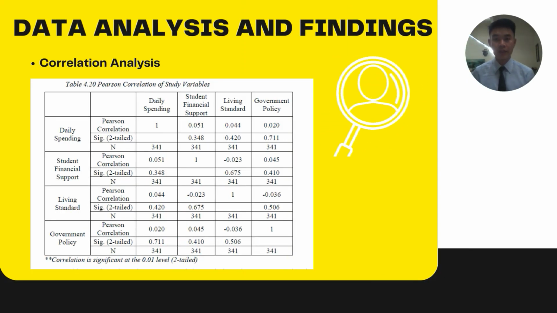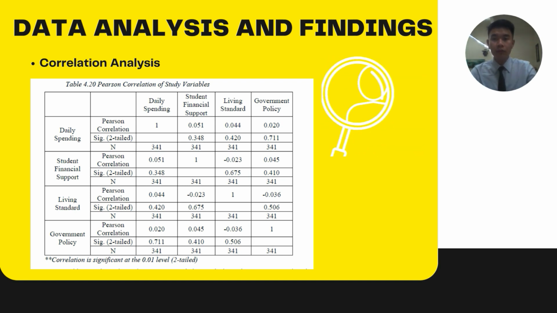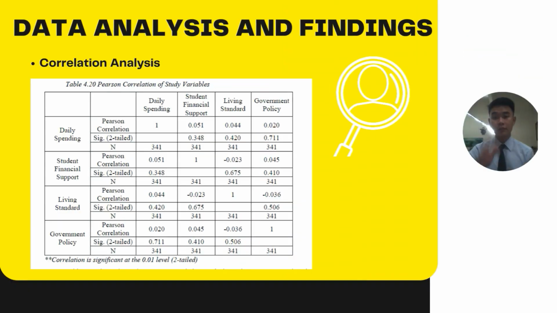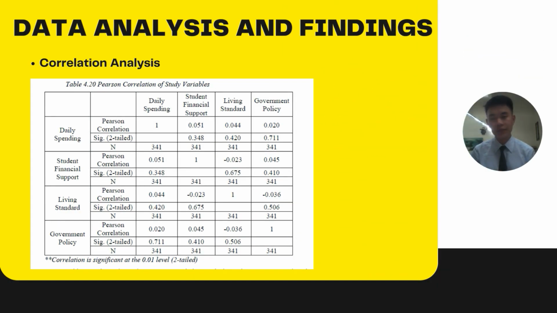The Pearson correlation coefficient is used to measure the strength of a linear association between two variables. The result shows that daily spending has no significant relationship between variables and has a positive relationship with student financial support, living standard, and government policy as well, where all the p-values are bigger than the significance p-value, which is 0.05, and the correlation values are 0.051, 0.044, and 0.020 respectively. The second variable, which is student financial support, also has no significant relationship between variables and has a positive relationship with daily spending and government policy. The p-values are larger than 0.05, and the correlation values are 0.051 and 0.045 respectively.